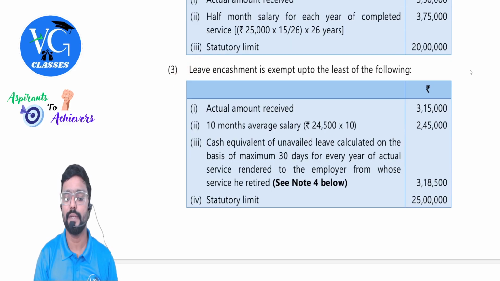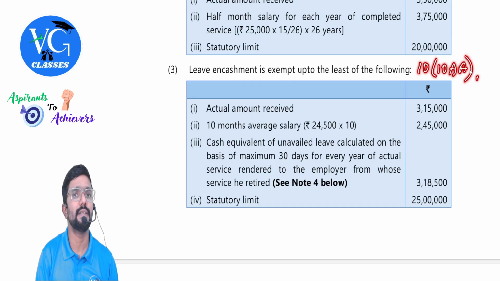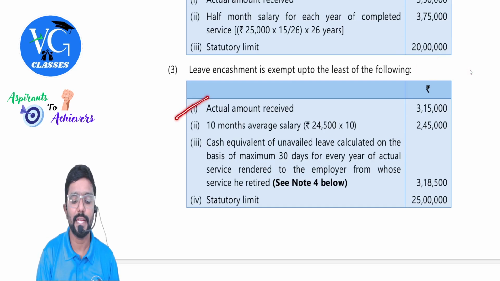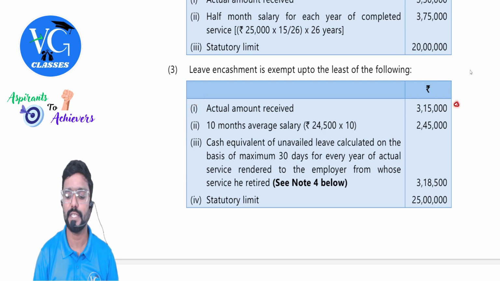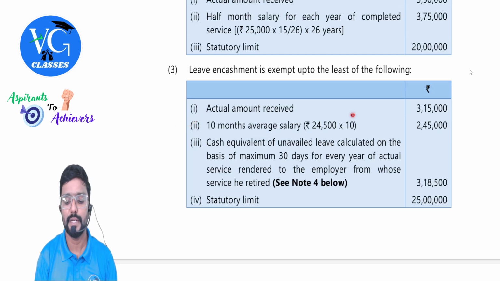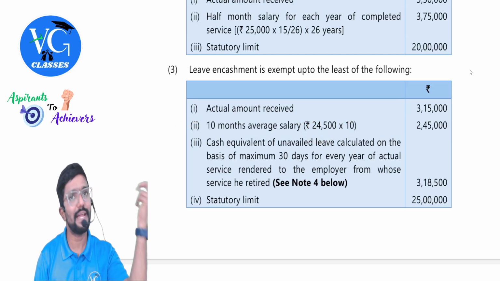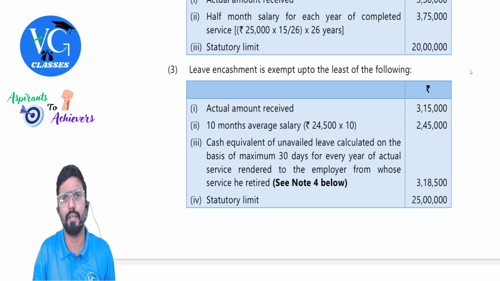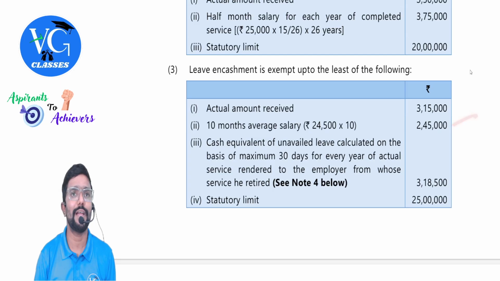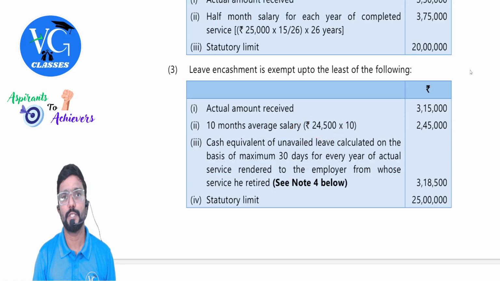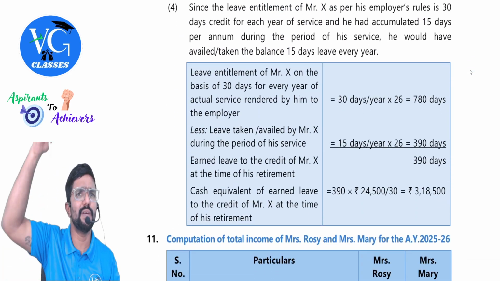Least of the following is exempt under section 10(10AA). What is it, sir? Actual leave encashment received, which is 3,15,000. Then 10 months average salary, that is 10 months into the average salary of the last 10 months before retirement, which is already given in the question. Multiply, 2,45,000. Then you need to take leave credit into the average salary of last 10 months, 24,500. Leave credit, how to calculate it, sir? I already showed, 13 months.